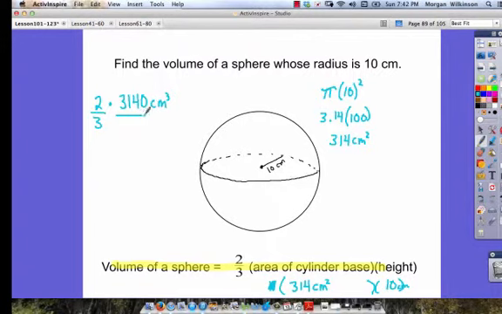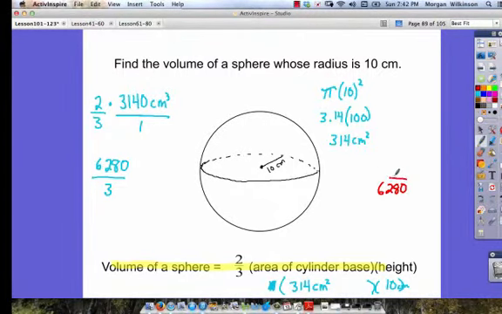Now, 3,140 cubic centimeters is the same thing as 3,140 over 1. So in this problem, if we look at it, we're going to have to multiply 2 times 3,140. That must be 6,280 if we double each number, and then divide that by 3. Let's do the math on the right-hand side.